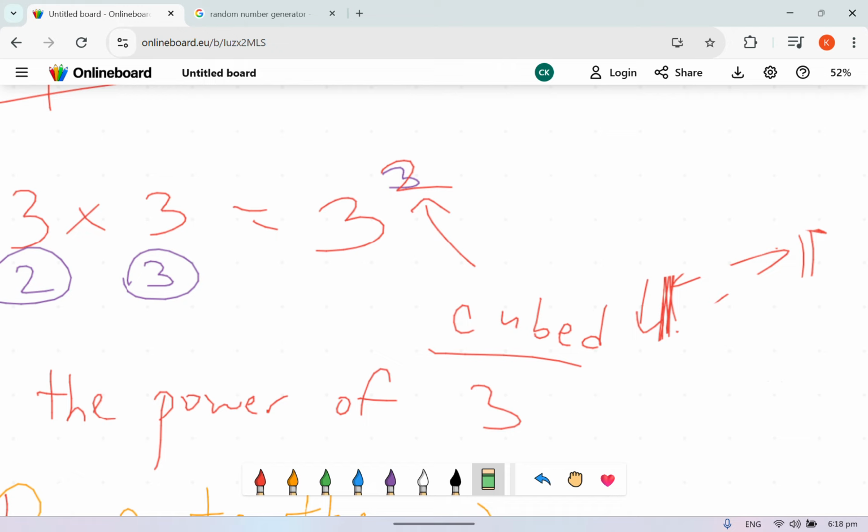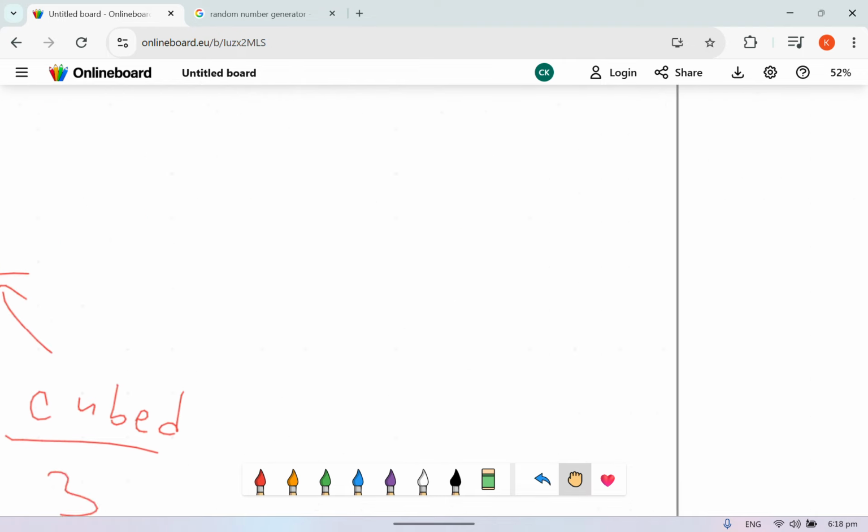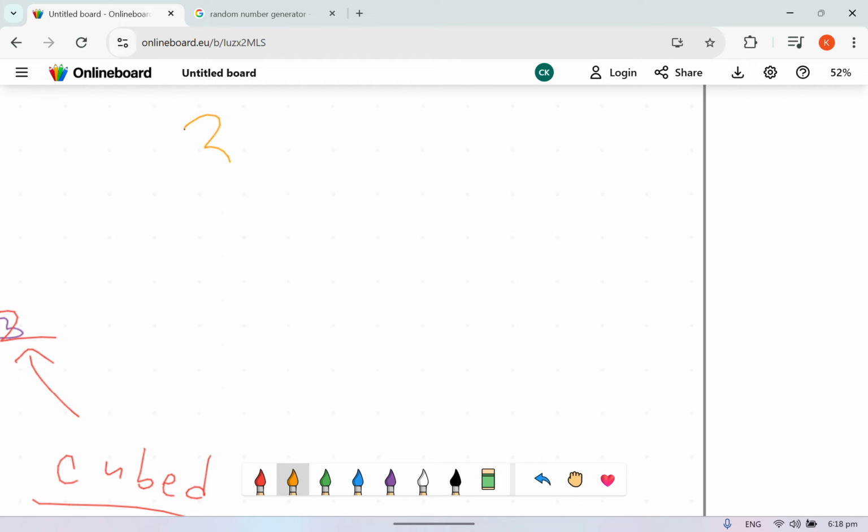So listen up, guys. When you have a number, you multiply it by itself a certain number of times. So you basically just put this certain number of times over here. So it's expressed as a to the power of b. So if I have like this, I'll say 3 to the power of 4 is this. 2 to the power of 2, this. 6 to the power of 7, this. 4 to the power of 5.